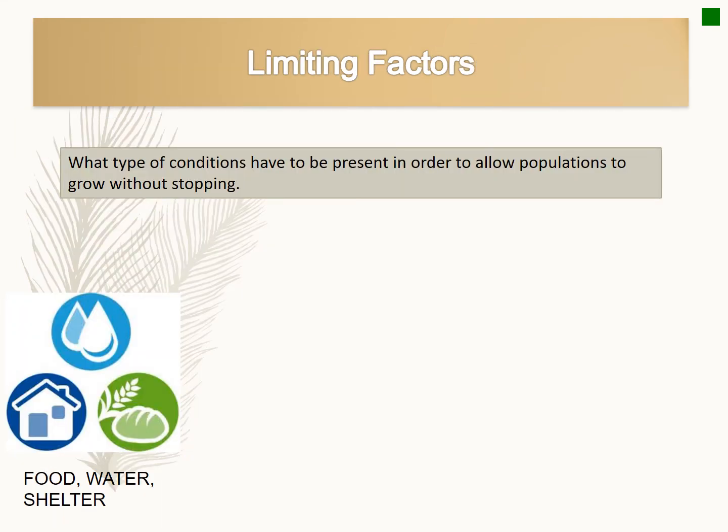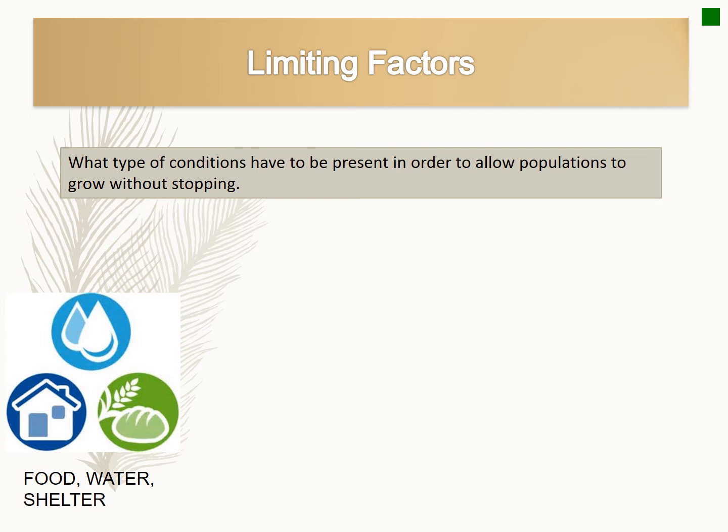Now we have this thing called a limiting factor. So I think I kind of gave the question away at this point. Usually populations do not just grow forever. Because let's think about it. At some point, you're going to start to run out of things. Food, water, shelter. Those are the 3 main things.